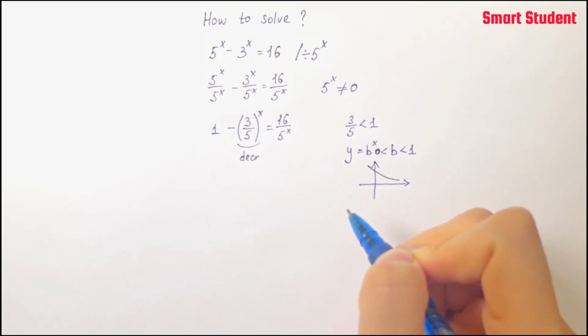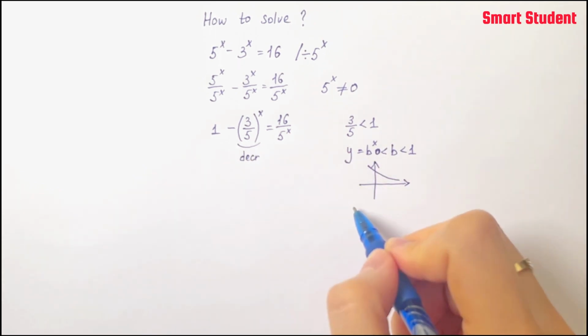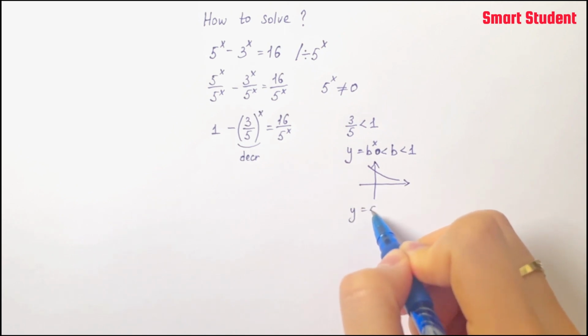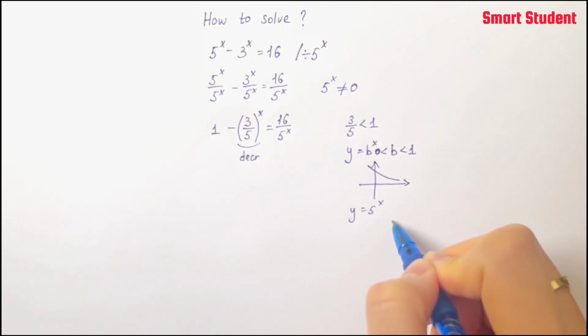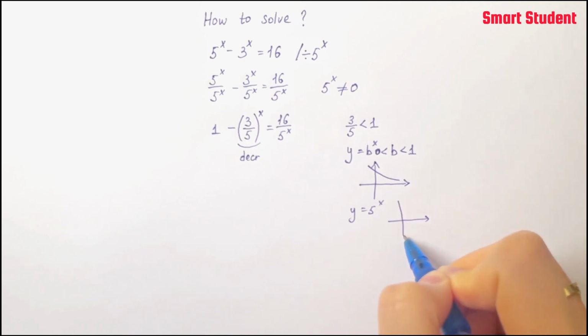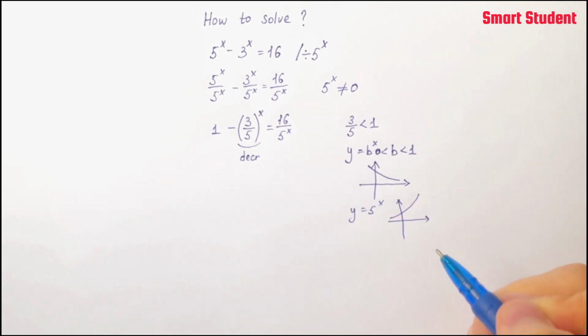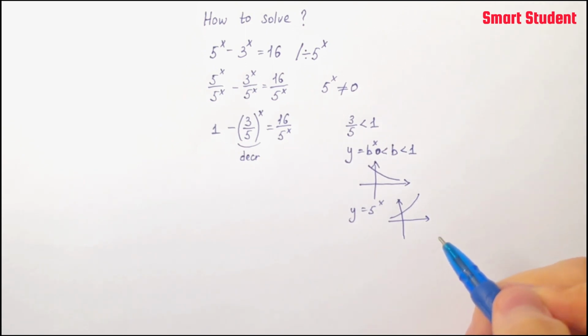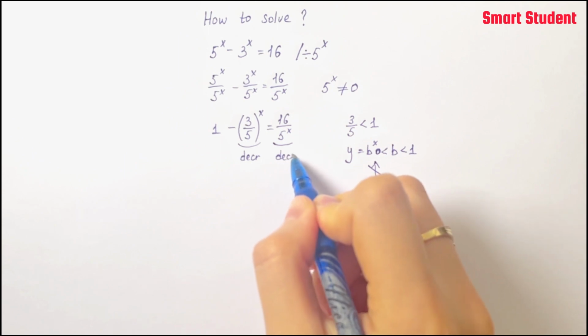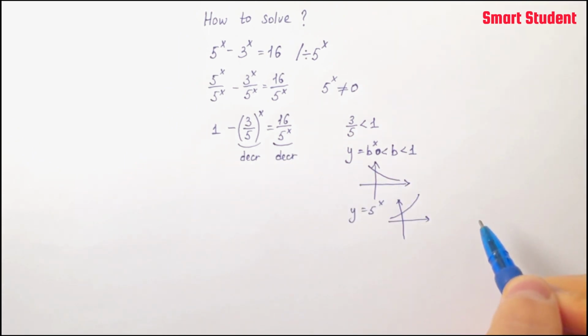And on the right-hand side, I have 16 divided by 5 to the power x. As you know, 5 to the power x is increasing. Why? Because 5 is greater than 1. So the denominator of the function is going to increase, and 16 divided by that is going to decrease. So this is also a decreasing function. Then we have two decreasing functions.